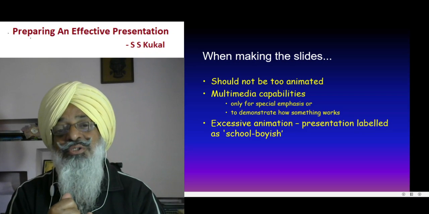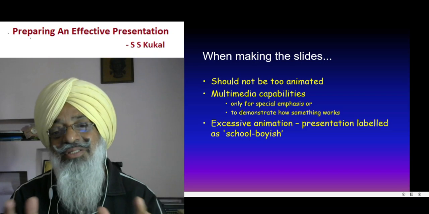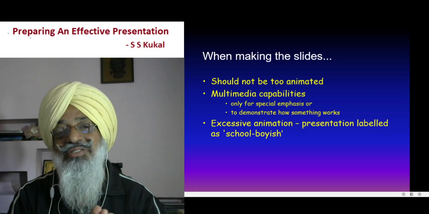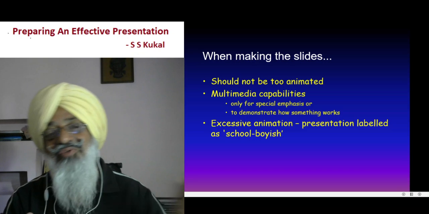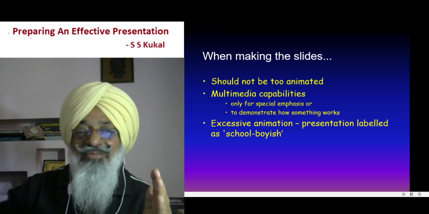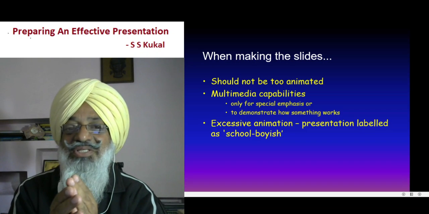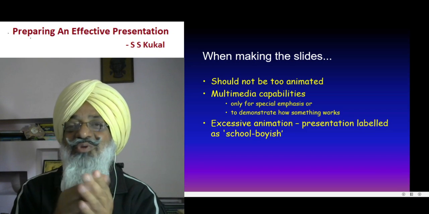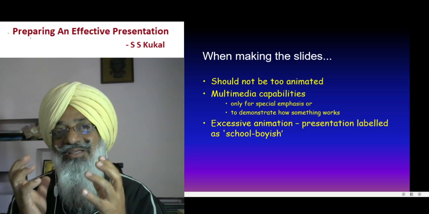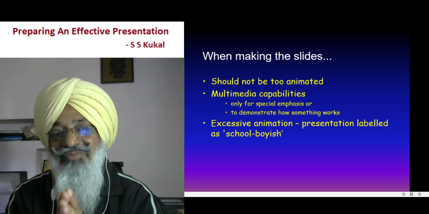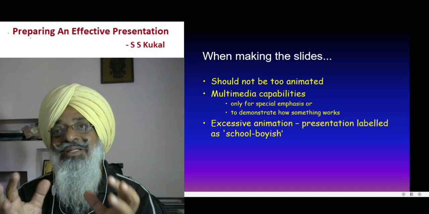Then the slide should not be too animated. Animations are inbuilt in the PowerPoint presentation, and generally the younger people like to say, okay, one slide coming from here, another coming from here, sometimes it is falling from above. That animation is just for small children, just to create interest in them.